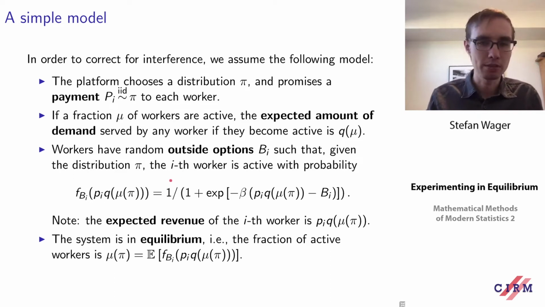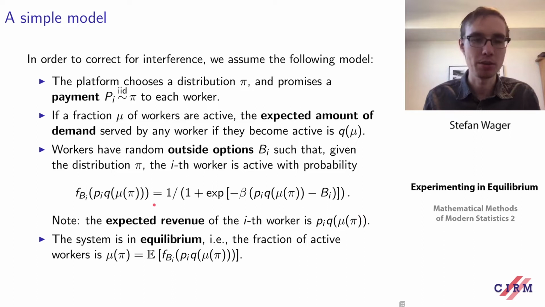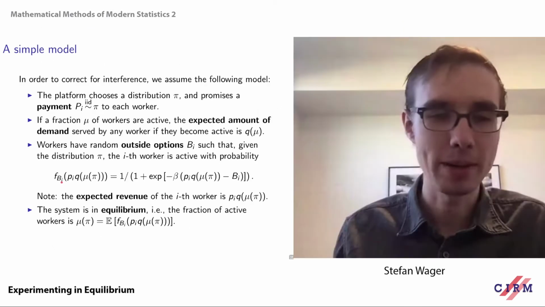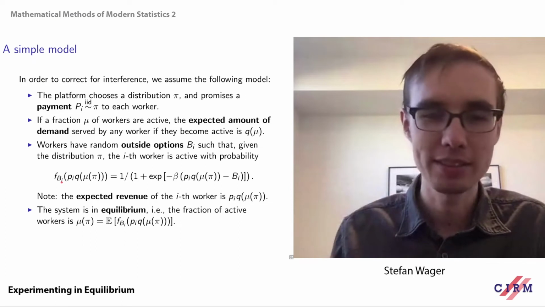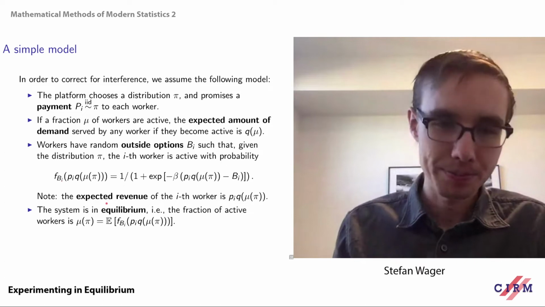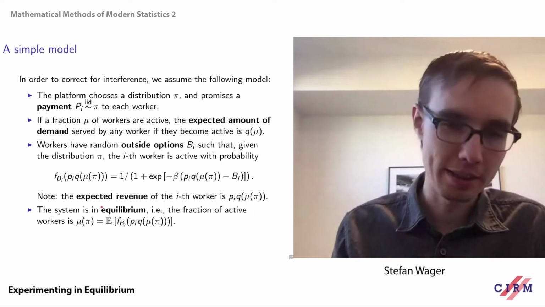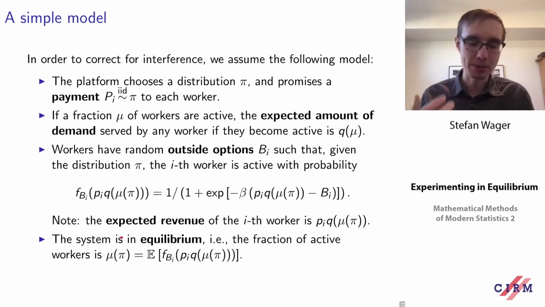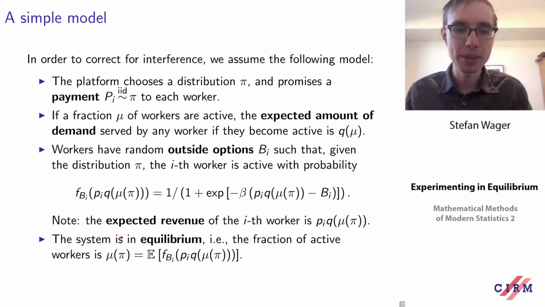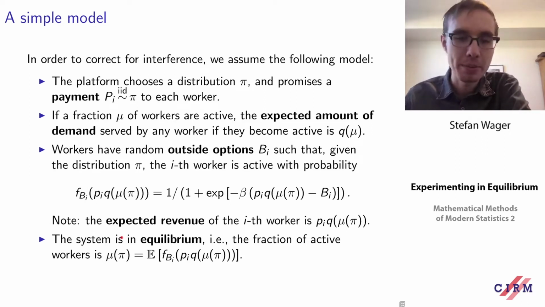Here we put a logit form just for concreteness, but actually you don't need this. Any random function f that's monotone increasing and smooth is fine. Once you get the formal results, I'm going to check that this equilibrium is in fact unique. So the system is going to be in equilibrium, meaning that mu of pi is actually the expected activation probability.